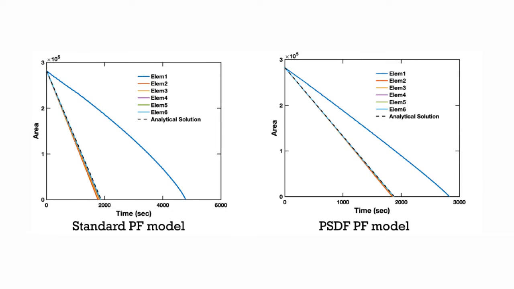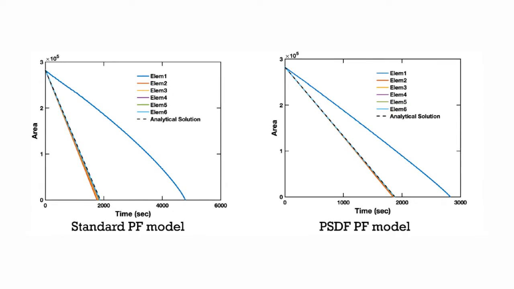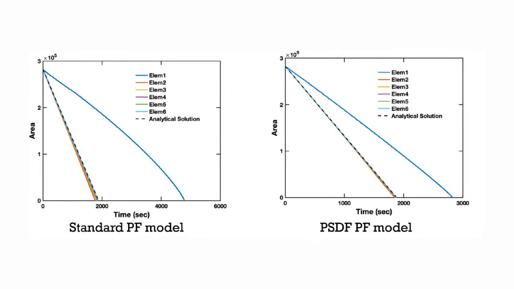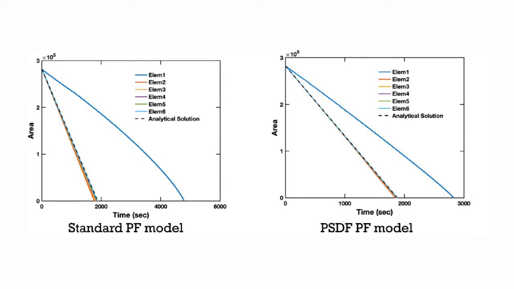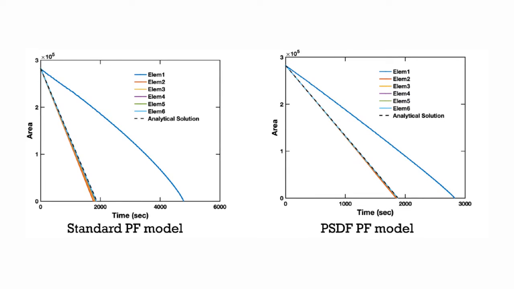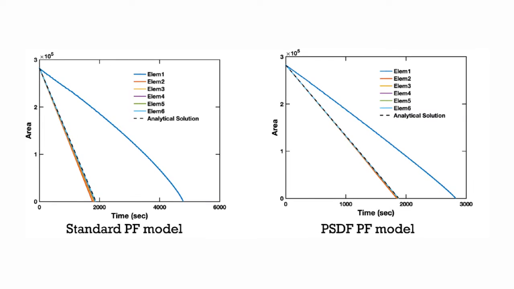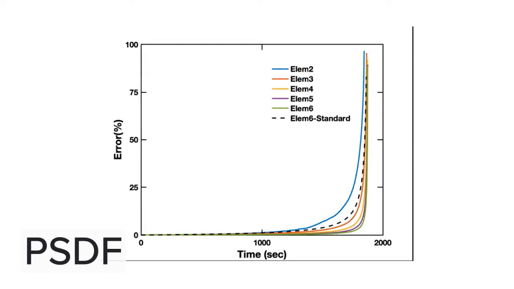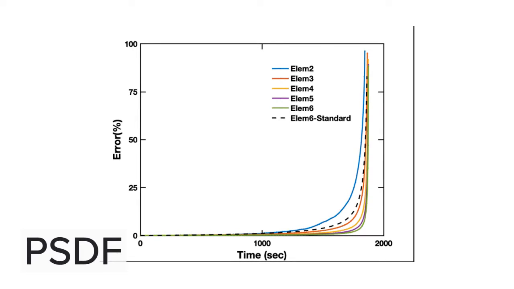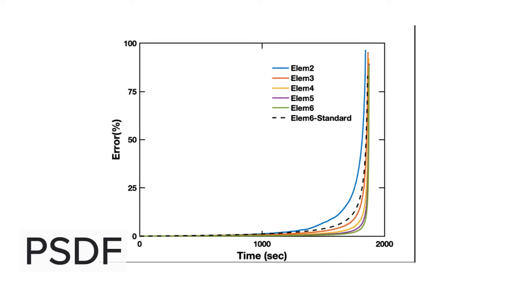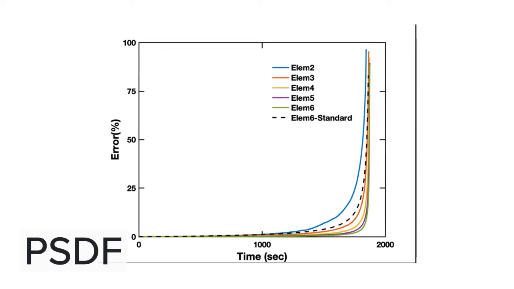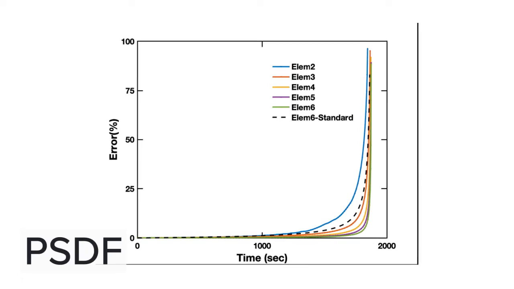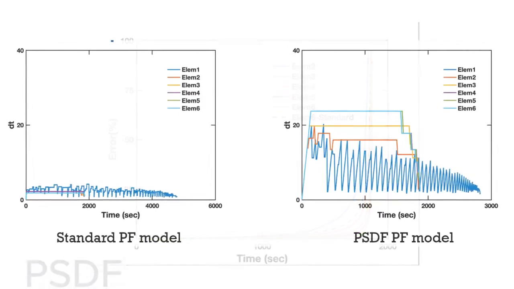Both these models show elements 1 through 6, comparing them with the analytical solution. In the graphs, if you give them a close look, the PSDF phase field model has more elements aligned than the standard phase field model. The graph here is comparing element 6 standard, which was the best of all the standards, to the PSDF elements. We found that at least 3 elements in PSDF is better than element 6 standard.